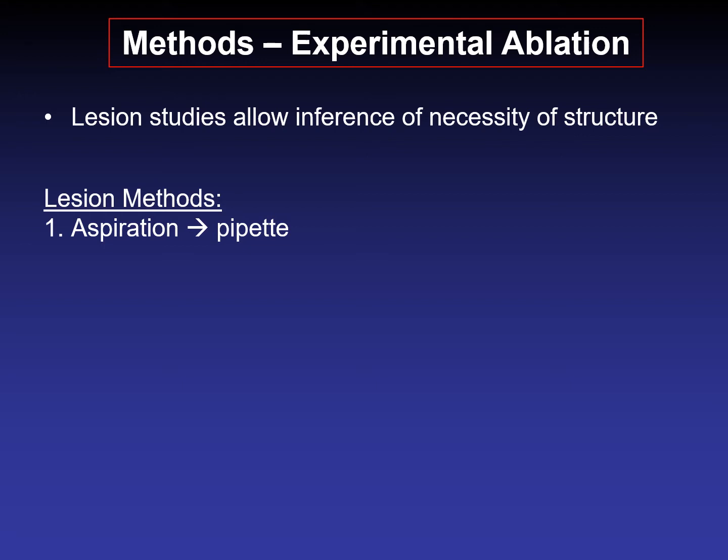Remember, we talked about how you can record individual neurons by inserting an electrode into a glass pipette and then inserting that glass pipette into the cell membrane. Well, you can use a much larger pipette and put a vacuum hose basically up to it, and you can just suck or aspirate the brain tissue out. Okay, so that's one way of creating a lesion. Another method is to burn the tissue.